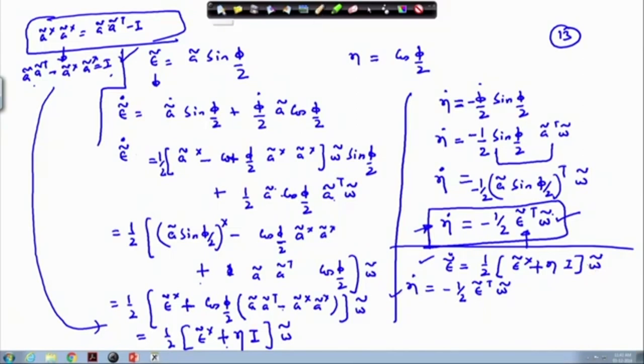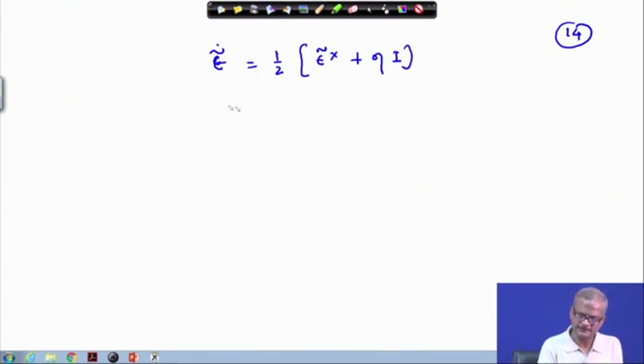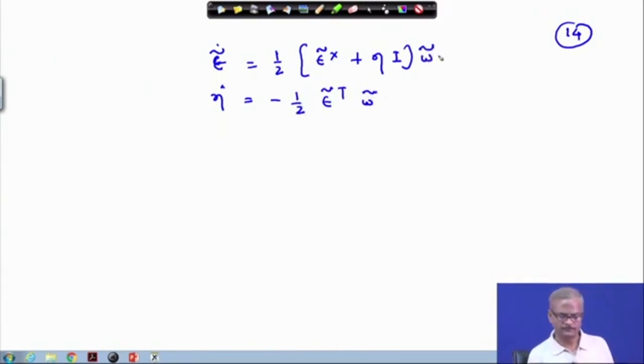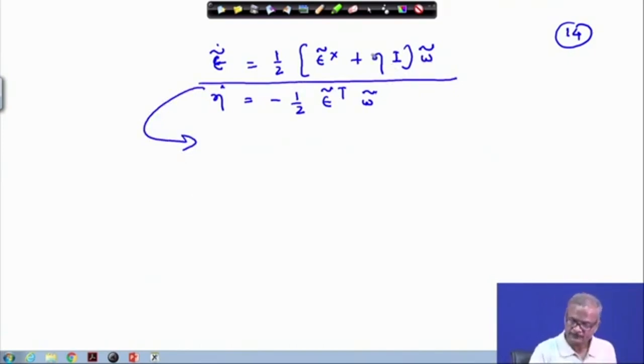For that, epsilon tilde dot equal to 1 by 2 times epsilon tilde cross plus eta times I. This is one equation we have, and eta dot we have written as minus 1 by 2 times eta tilde transpose times omega tilde. Okay. So, if we invert this, for inverting it is a very long procedure, but it can be inverted, and the simple thing will be just once I write this. So, I will tell you how to do this. You can verify it.